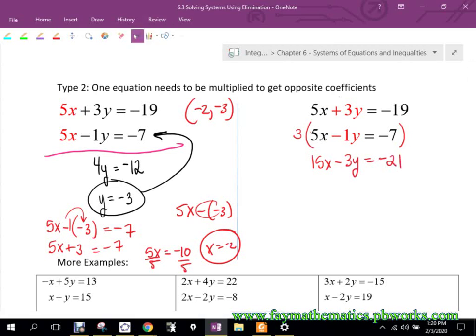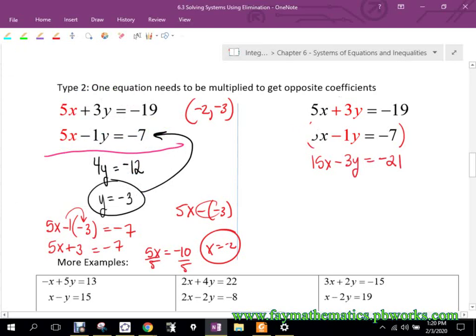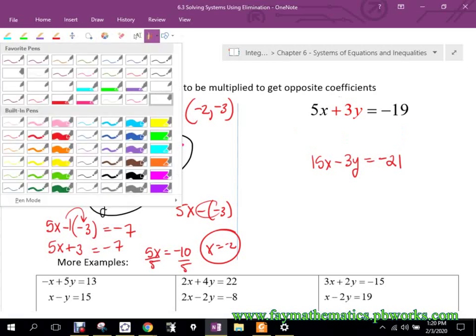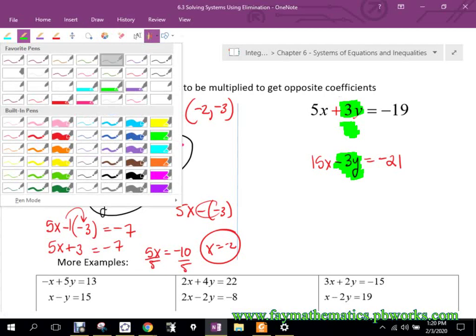Now, I'm gonna hide this one, and this is the reason why we wanted to multiply by 3. Remember, I had these highlighted, right? There's a 3y and a negative 1y. Multiplying by a 3 on the bottom, are those now opposites? Yeah. Does that make sense? And that's what we wanted to try to create. We wanted to create opposites so that they cancel out.